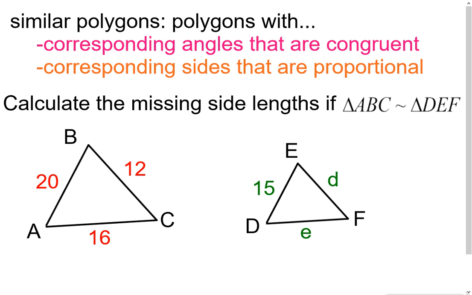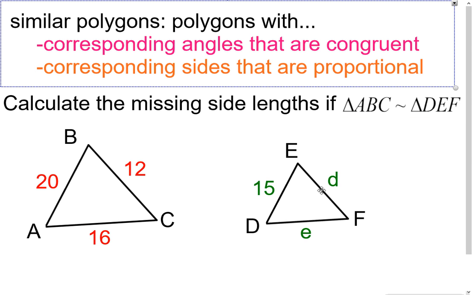So I just have our little reminder up here of what similar polygons are. They're polygons where the corresponding angles are congruent and the corresponding sides are proportional. So I have this first example where I want to calculate the missing side lengths in triangle DEF. We notice that our two triangles are similar. We already know that. So since we know they're similar, we know everything that's stated up here. Corresponding angles are going to be congruent and the corresponding sides are going to be proportional.